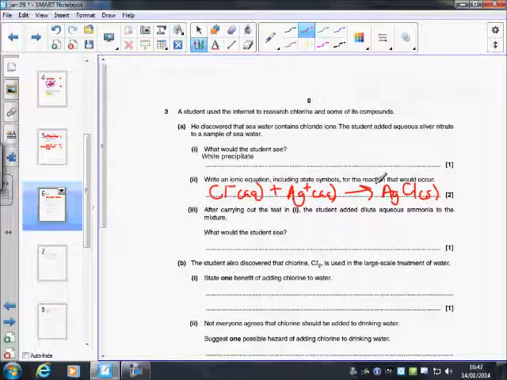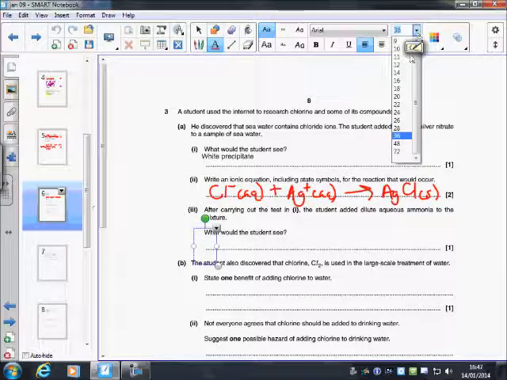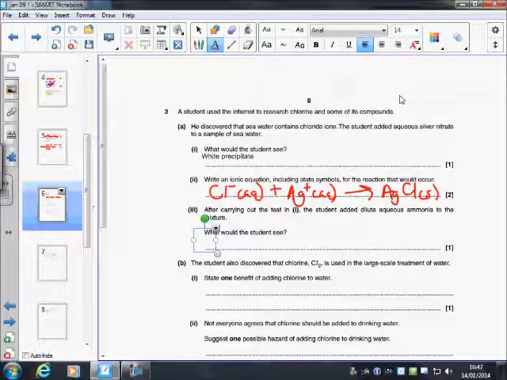So for question number 3. After carrying out the test in part 1, the student added dilute aqueous ammonia to the mixture. What would the student see? So what would happen if we added ammonia to this white precipitate? All that would happen is that precipitate would dissolve, in the case of chloride ions.